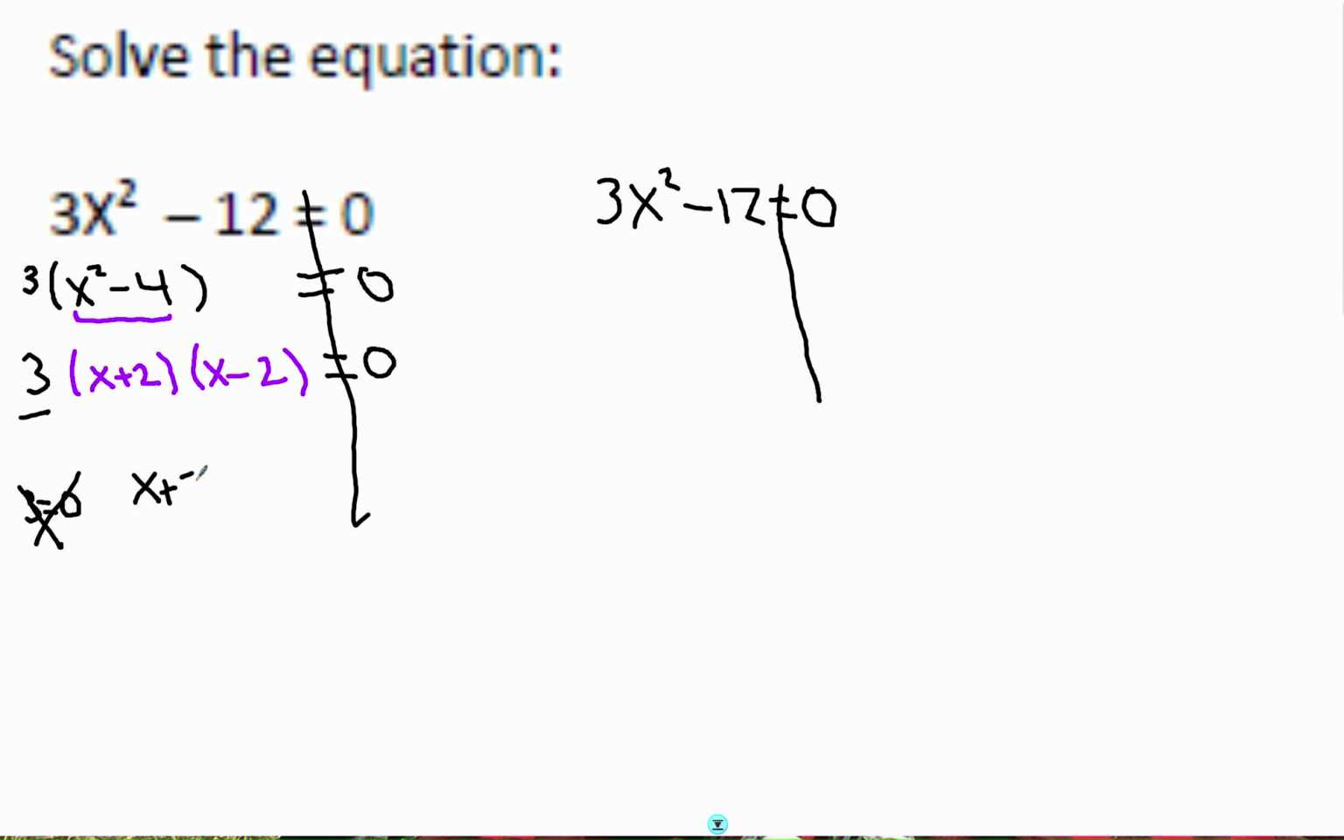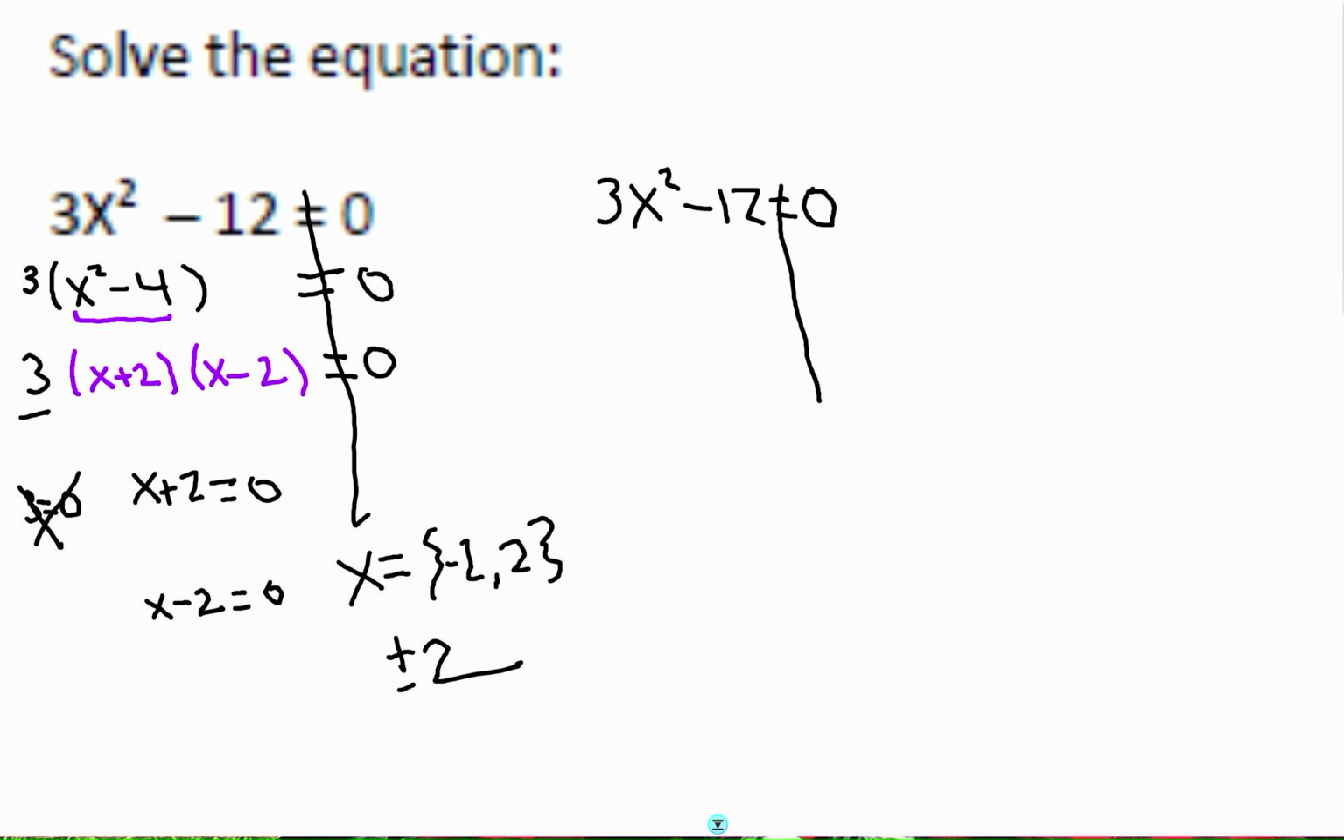But if I set x plus 2 equal to 0, and I set x minus 2 equal to 0, I'm going to get x equals negative 2 and x equals positive 2. So I solved both of those. I get x equals negative 2, x equals positive 2, also known as plus or minus 2.